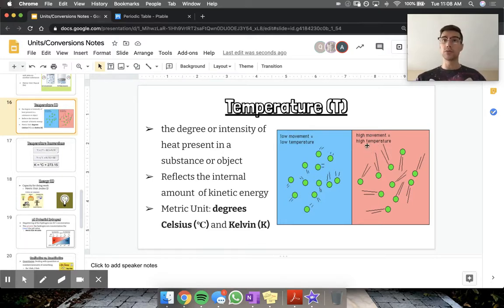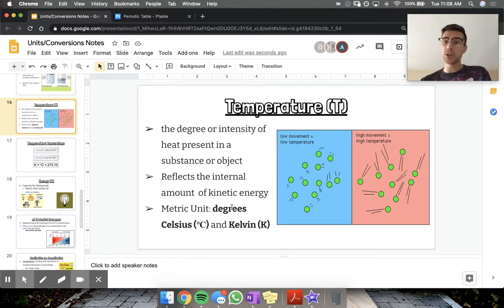Boiling water, those water molecules are moving really fast when water's boiling. That's going to be way hotter than water at room temperature, okay? The molecules are moving much slower. So just keep this concept in mind, but we'll come back to this. Now, in America, we measure temperature in degrees Fahrenheit, right? Like, oh, it's 86 degrees Fahrenheit out right now.